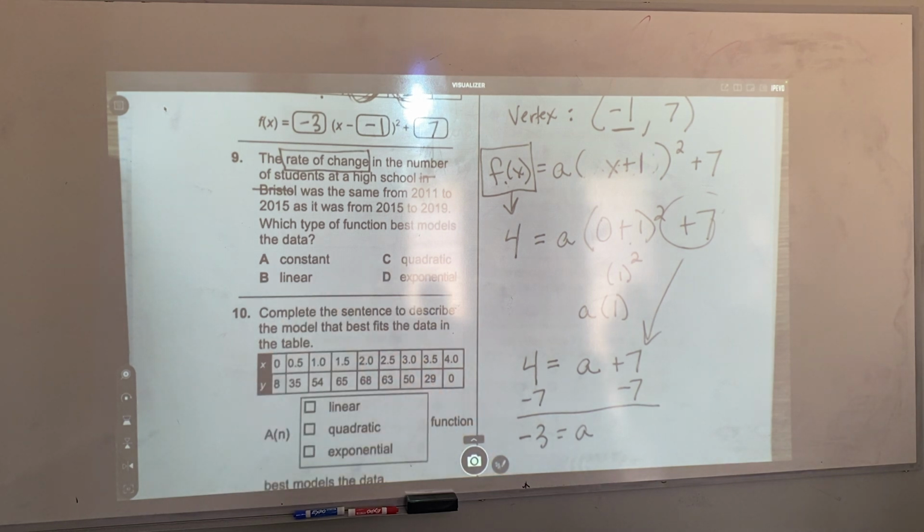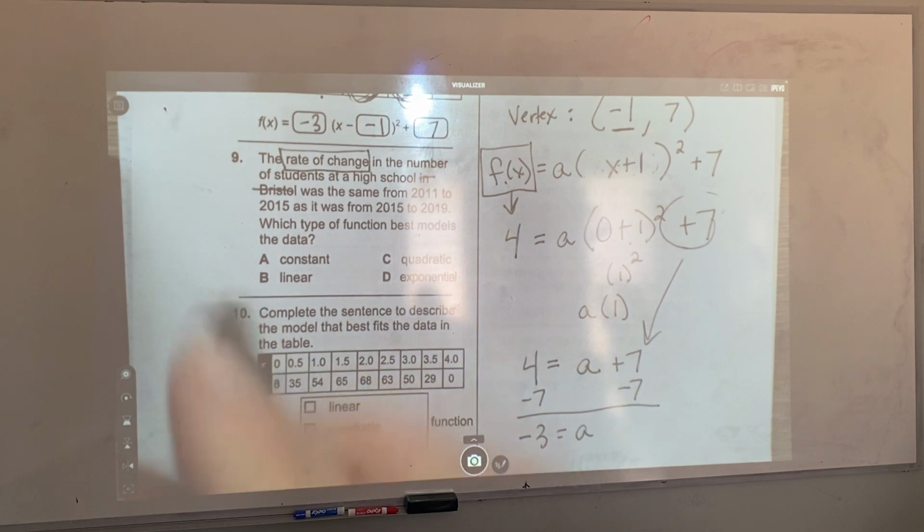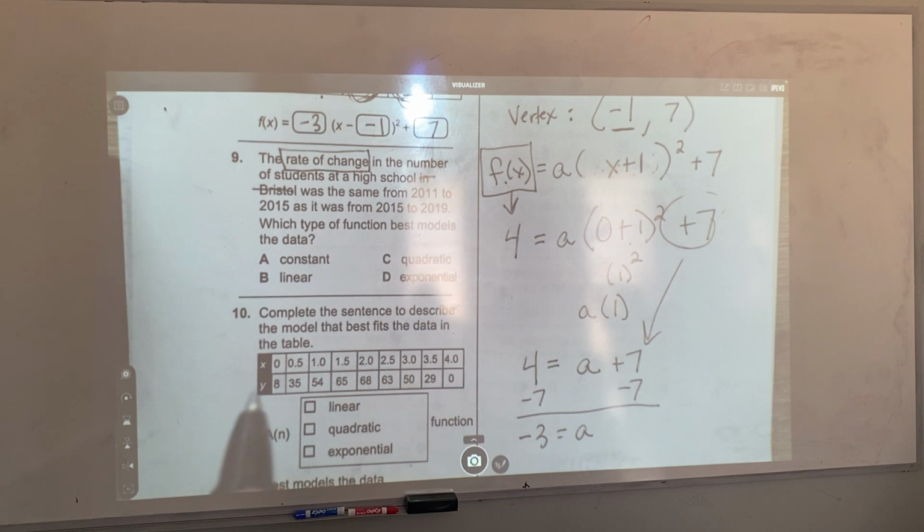If it's a straight line, what, Uriah, you can say the answer now. If it's a straight line, what type of function best models the data? Linear, very good. Why is it a straight line? I'll show you in a second.